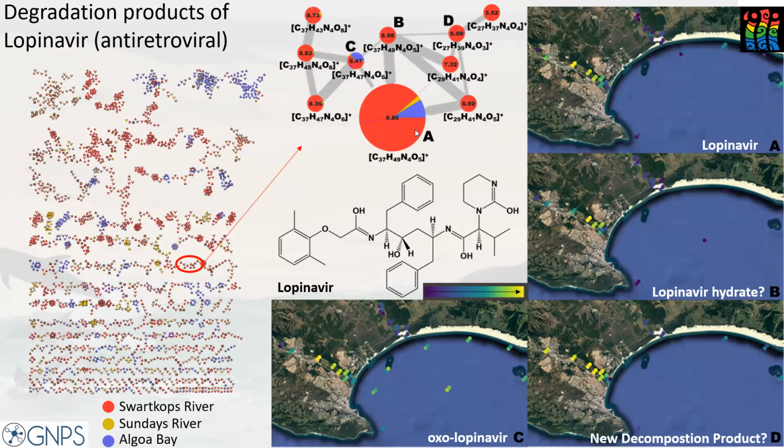So it's the LC-MS feature abundance per sampling site, and then mapped with colors onto the actual map of the sampling sites, with yellow and light colors corresponding to high levels and dark colors corresponding to low levels. And what we found is, for example, feature B here, which shows quite a similar distribution to lopinavir.